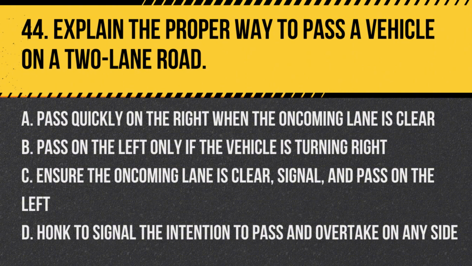B. Pass on the left only if the vehicle is turning right. C. Ensure the oncoming lane is clear, signal, and pass on the left. D. Honk to signal the intention to pass and overtake on any side. Answer. C. Ensure the oncoming lane is clear, signal, and pass on the left. This is the safest method to overtake on 2-lane roads.